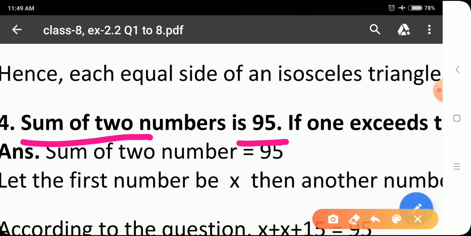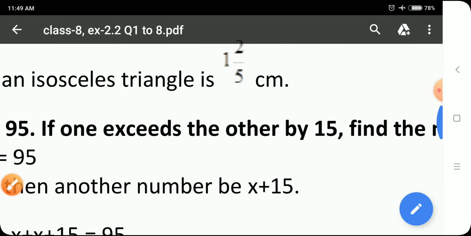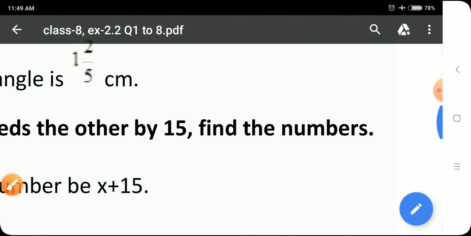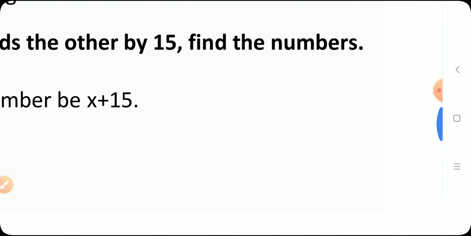Sum of two numbers is 95. Two numbers are given to you and the sum of these two numbers is 95. If one exceeds the other by 15, find the numbers.